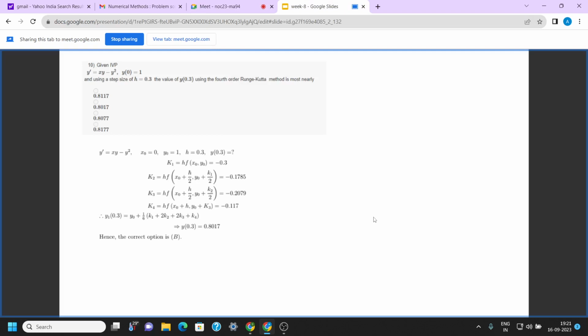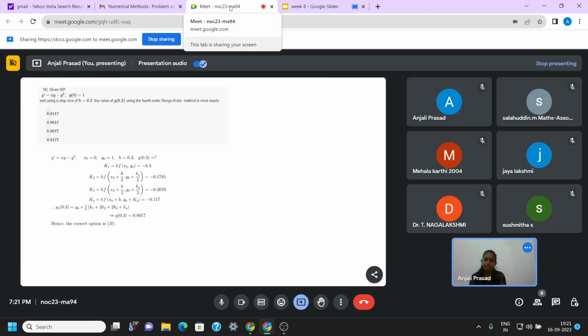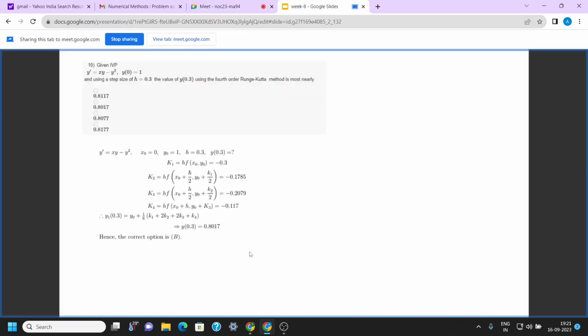Just check your calculations. The correct option is B, that is 0.8017. Okay. So here we are using the Runge-Kutta fourth order method.